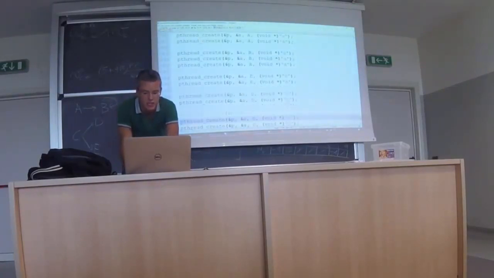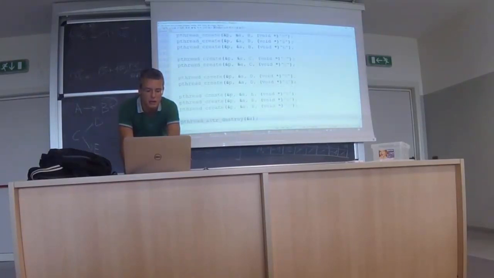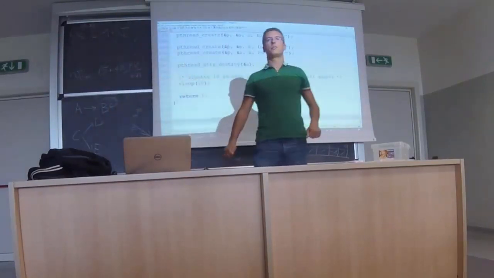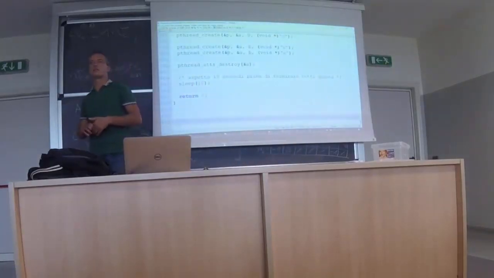I do the same for C, creating 2 threads accessing C, creating 2 threads accessing D, creating 2 threads accessing E. And I shall destroy the attributes, and then I wait 10 seconds and then my program is over. This is the typical way in which you can write example pthread programs for solving your exercises.